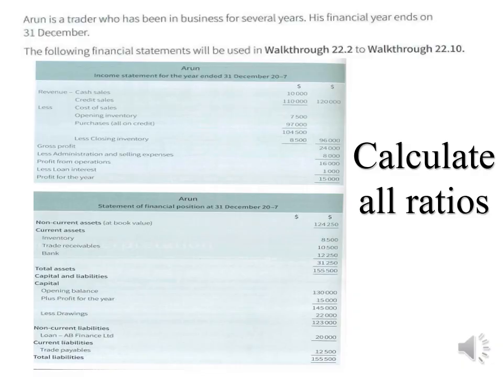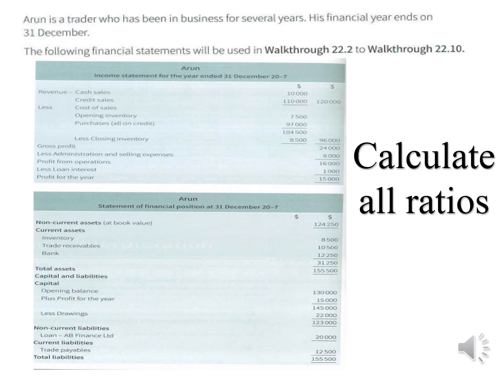Okay, this is one example. We read the example. Arun is a trader who has been in business for several years. His financial year ends on 31st December. The following financial statements will be used in walkthrough 22.2 and walkthrough 22.10. Later I'll show you the example.